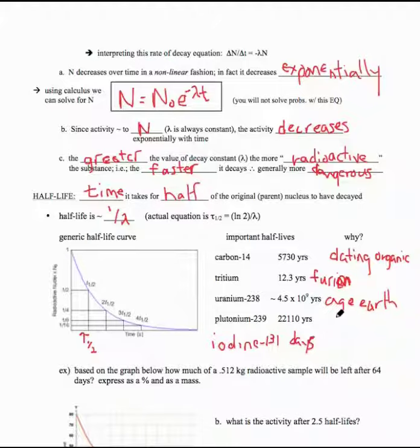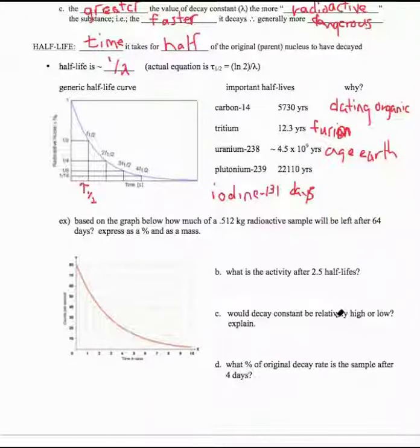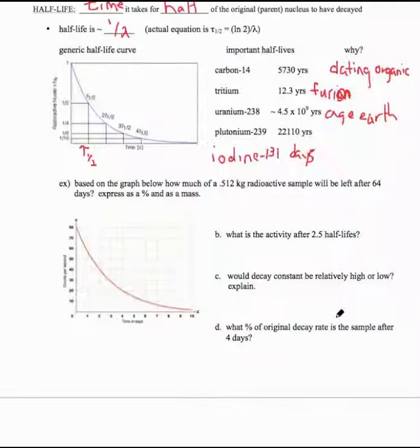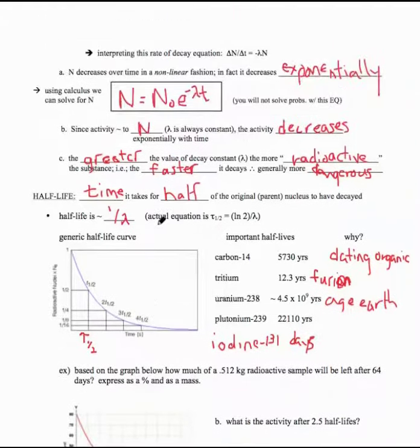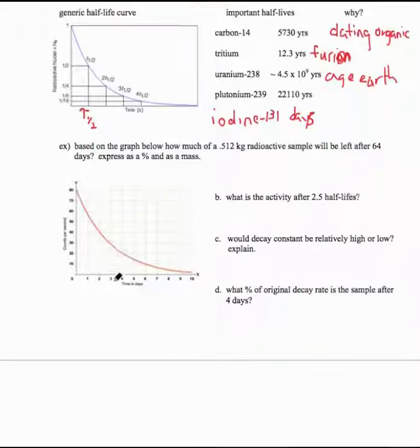All right, so let's look at the graph of this a little bit more, a problem, and we'll be done with this. Based on the graph below, how much of a 0.512 kilogram radioactive sample will be left after 64 days, expressed as a percentage and as a mass? We're not going to use that nice looking equation up here. We're going to look in terms of half-life, and this is fairly straightforward, if not a little tedious. So let's first determine from this graph what the half-life is.